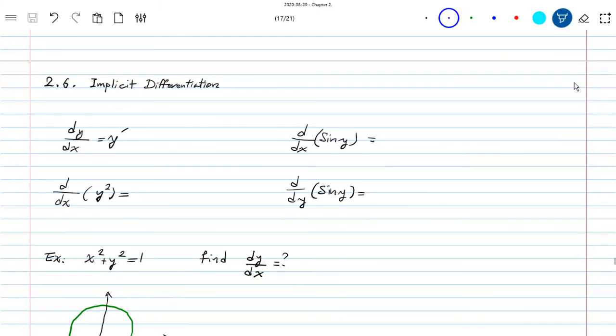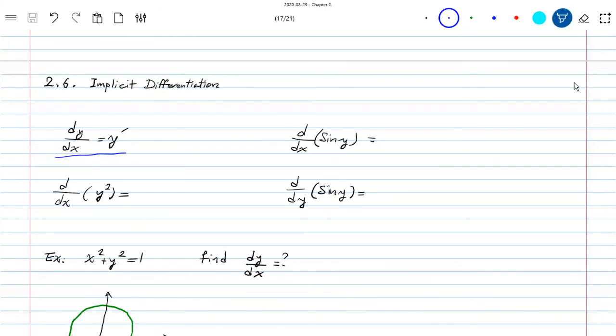Let's say we had already discussed notation. So if we see dy over dx, we can say that's y prime. That's one notation. But the question becomes, what if instead of dy over dx, you had d of y squared divided by dx? That means take the derivative of y squared with respect to the variable x.